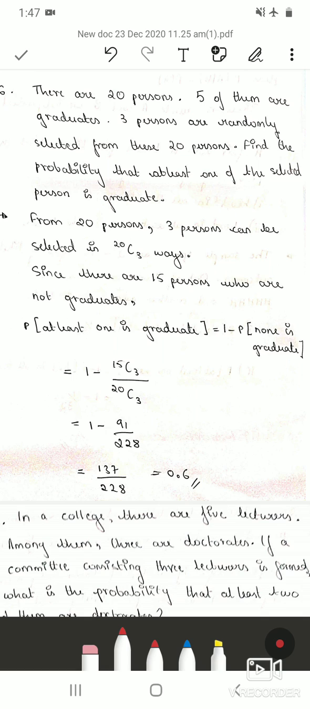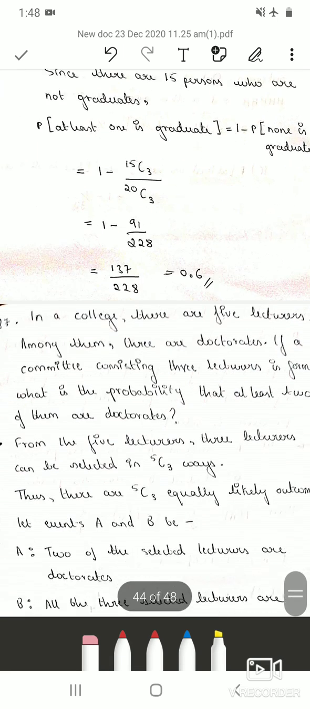So there are 15 non-graduates. Among them we are choosing 3 persons. Therefore 15C3 divided by 20C3. Simplifying, we will get 1 minus 91 divided by 228, which is 137/228, which is 0.6. Therefore, the probability of at least one graduate is 0.6.